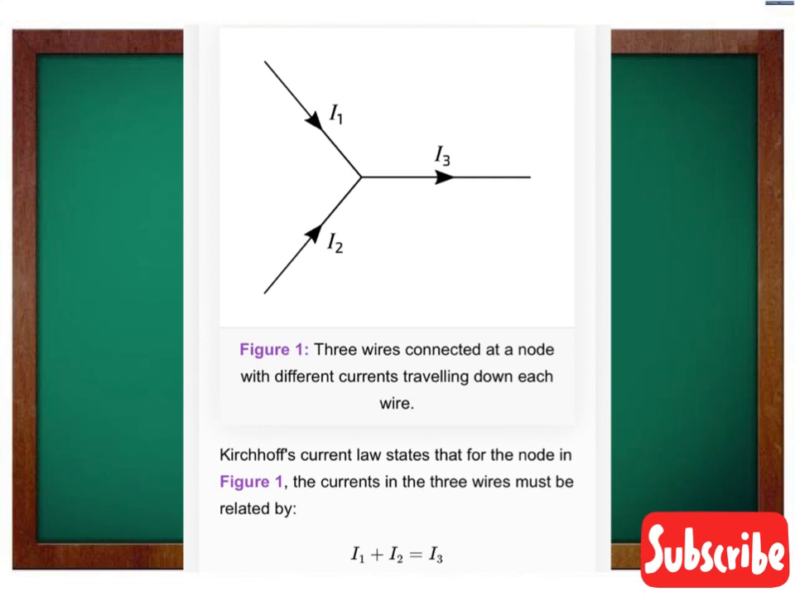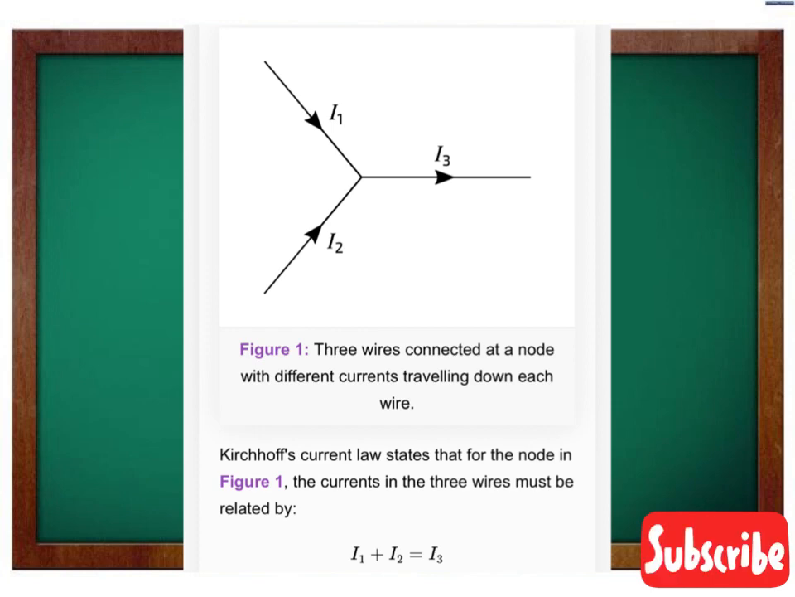This is a very basic example of Kirchhoff's first law. Explaining this law doesn't take much time. The law can be explained within 5 or 10 minutes, but its application is a little lengthy and the procedure is a little complicated. So you have to understand the procedure of applying Kirchhoff's laws. So this is about the first law. I hope everyone has understood Kirchhoff's first law.